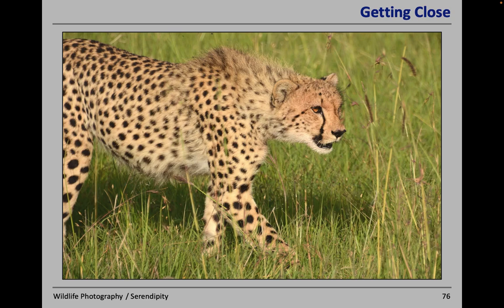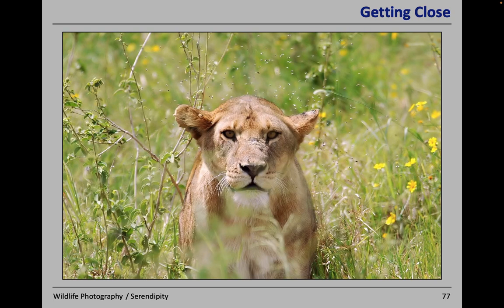Getting close to cheetahs is not a problem because cheetahs don't see you as a threat. They're only worried about whether they can catch the next antelope in terms of where their next meal is coming from. They don't see tourists as a threat.